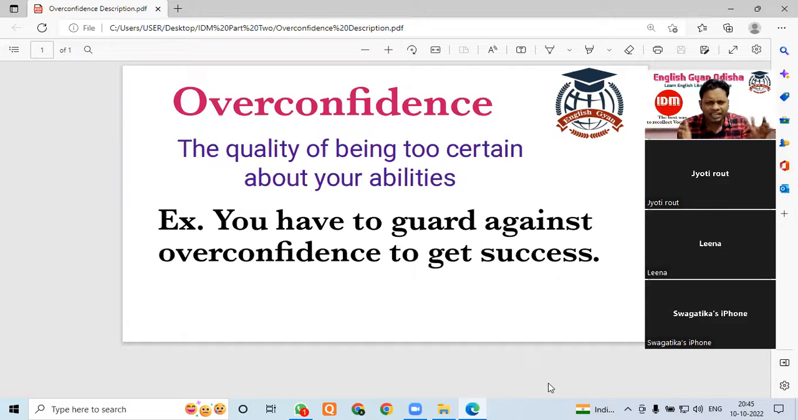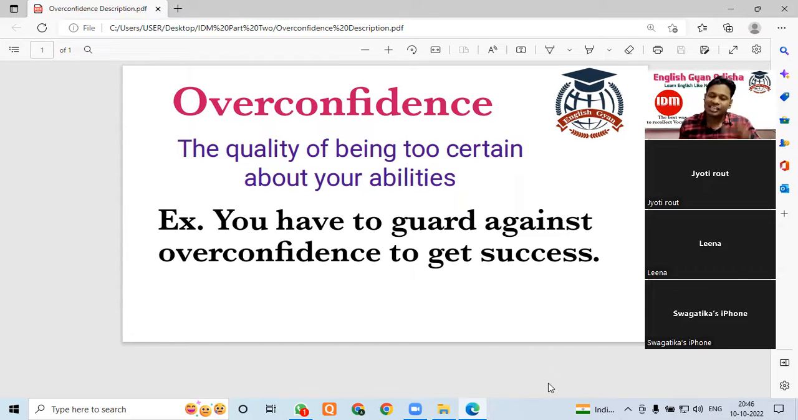When something happens to us, we say, hey, this is too much. What do you mean by too much? That means somebody is testing your patience. You are trying to threaten somebody like that. If somebody is doing some kind of mischief with you, you say, this is too much. Whenever you're getting angry, this kind of words comes out. So the quality of being certain is okay, but too certain is not good. And that is called overconfidence. You have to guard against overconfidence to get success.